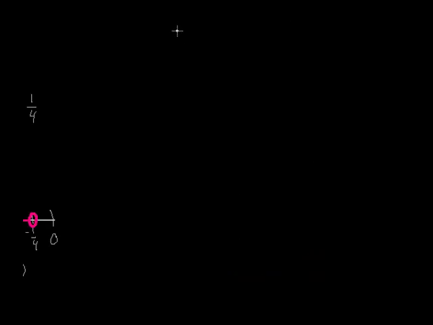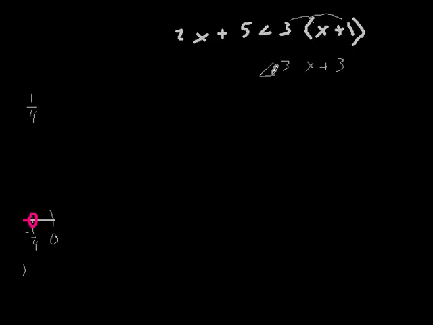Let's do one more equation here. Let's do 2x plus 5 is less than 3 times x plus 1. First thing I want to do is reduce this problem. So multiply 3 times x, 3x plus 3. It's greater than 2x plus 5.